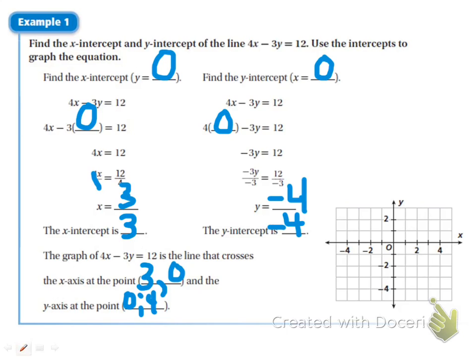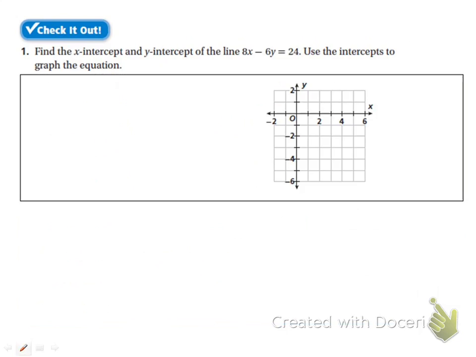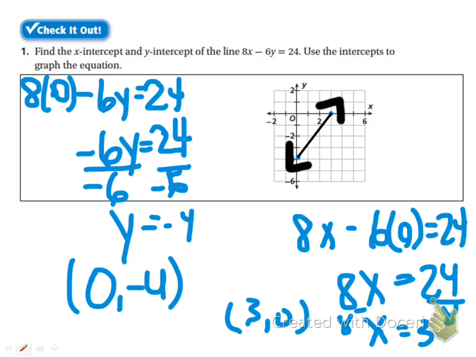So now I'm going to plot these 2 points, 0, negative 4 and 3, 0, and then I'm going to draw my line and connect the points and draw my arrows. So now that I know 2 points on the line, I can draw my line and done. I'd like you to check it out number 1 on your own. Pause the video. Okay, let's take a look at check it out number 1. We found that the y-intercept was 0, negative 4, and the x-intercept was 3, 0. Graphing those points, this is what it should look like on your line.